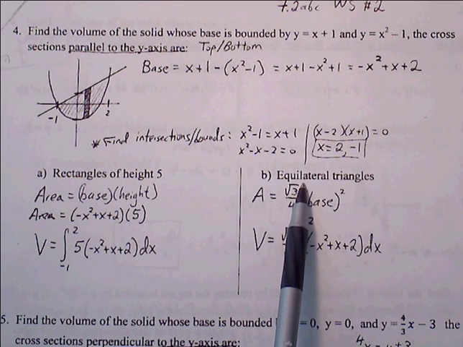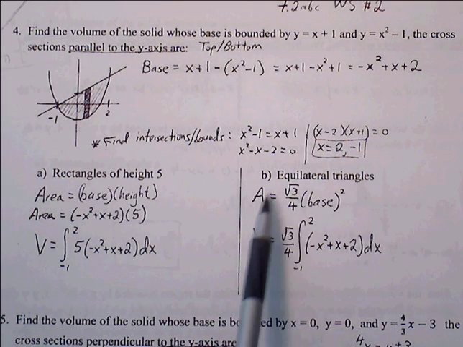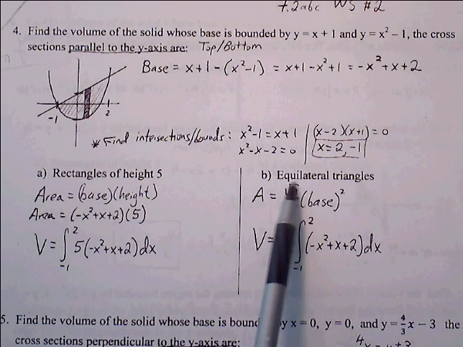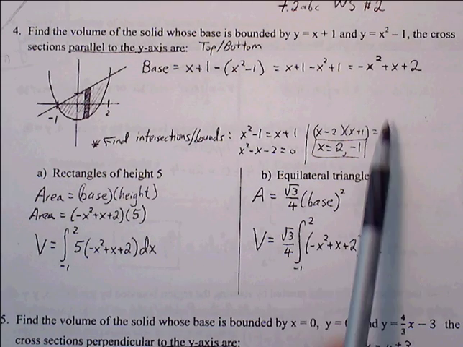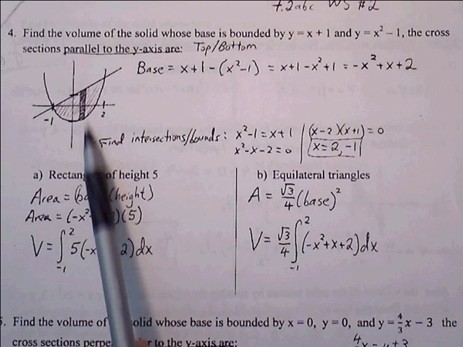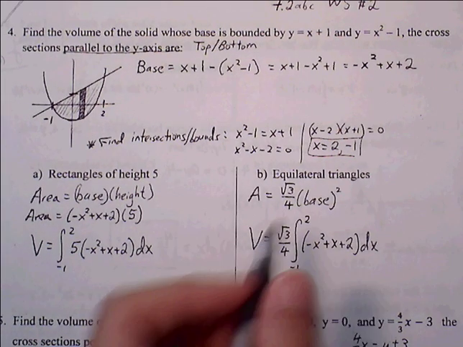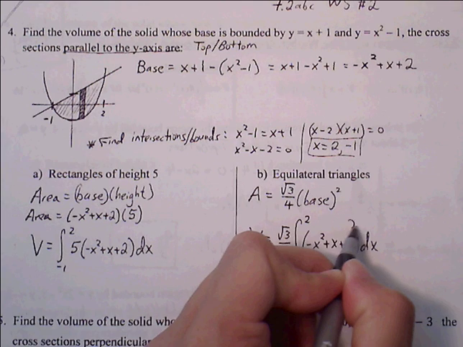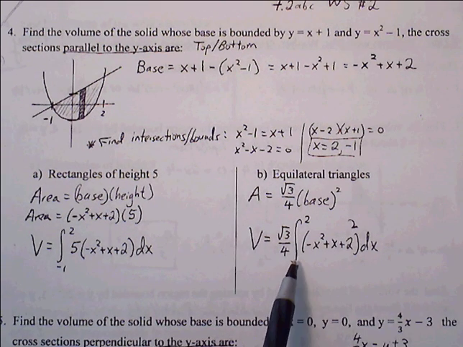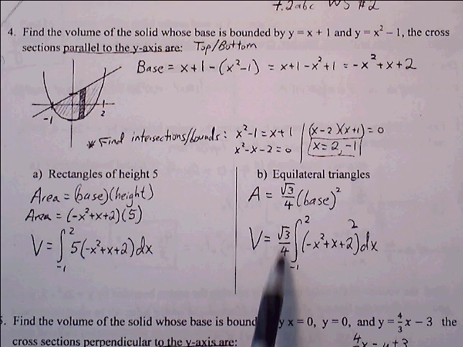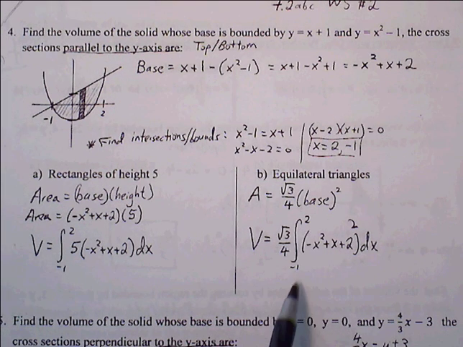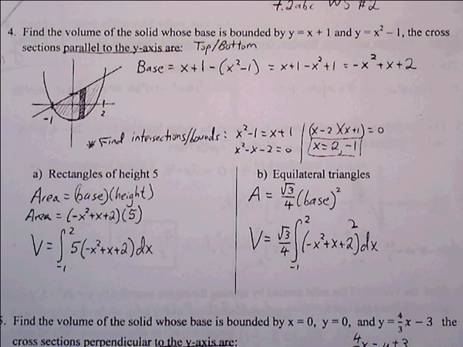For part B, we're trying to build equilateral triangles on top of this base. The formula for equilateral triangles is √3/4 times base squared. The base is what we found here, negative x squared plus x plus 2, quantity squared, times √3/4, and then the bounds are the same, from -1 to 2.